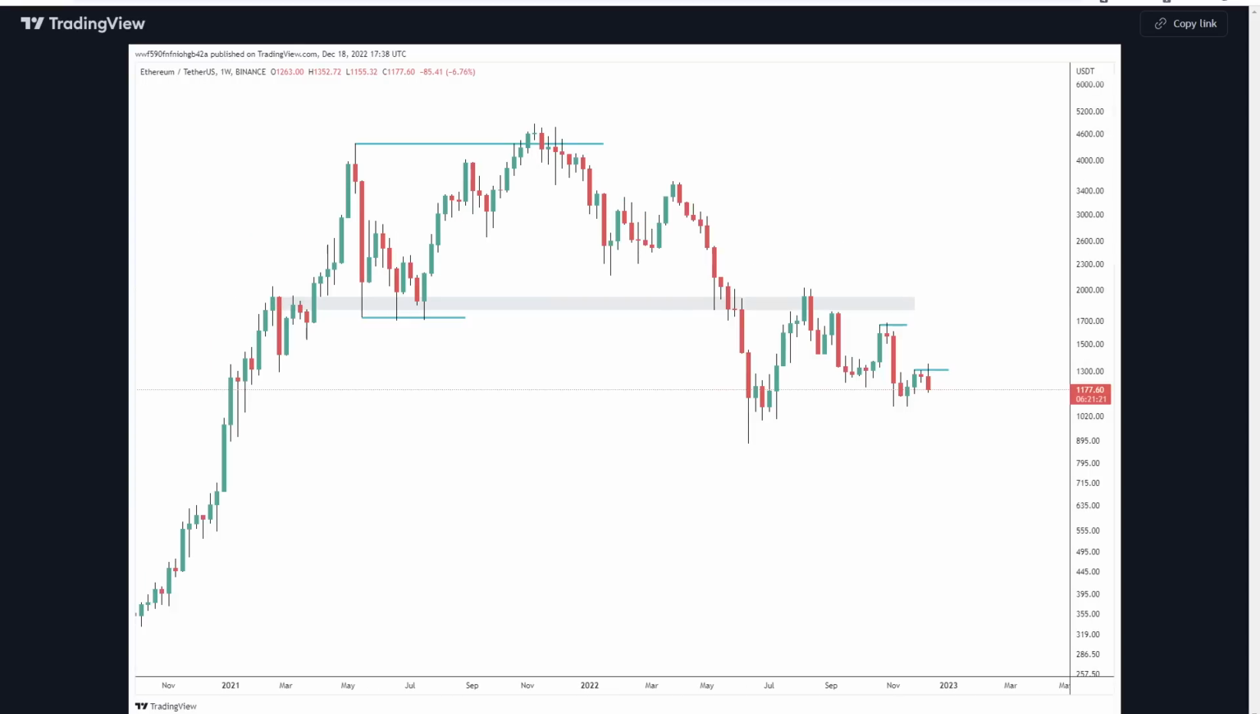I think I've got better ones. Hold on. Yeah, so this is a good example. I mean, this ETH weekly range is a good example.